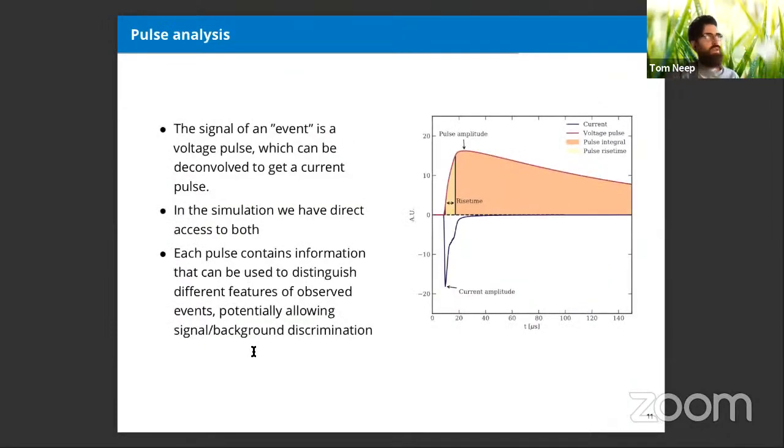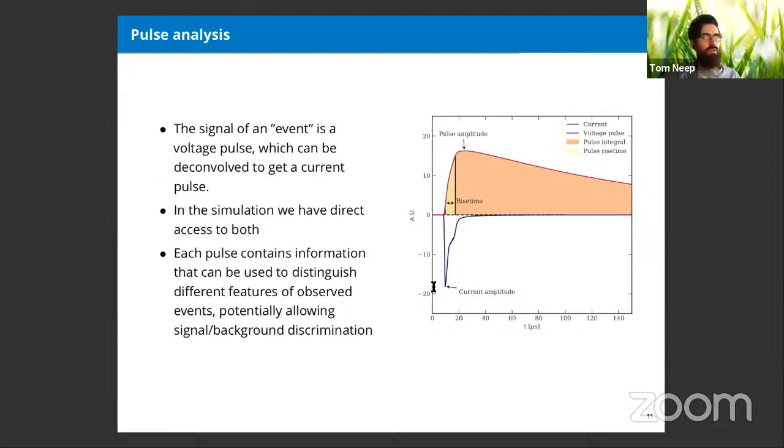Your output from your simulation is a voltage pulse. This is shown by this pinkish line here. This is a typical pulse that you would see in your experiment. Often in the experiment, they deconvolve that to a current pulse, which is shown by this purple negative pulse. In the simulation, of course, we have direct access to both of these.